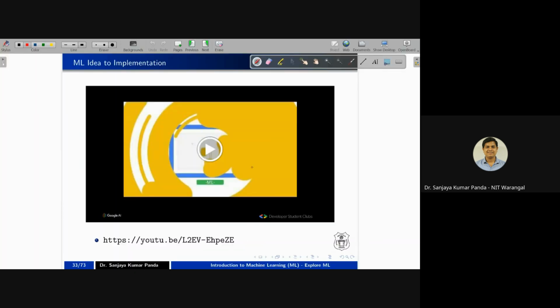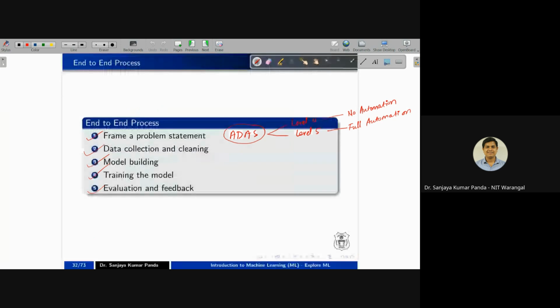So basically in this video, what we have learned is that once you collect the data, as I mentioned, in the second phase, data collection and cleaning is one of the important parts. Once we collect and clean that particular data, we divide the data into 3 parts: one is training, another is validation, another is testing.